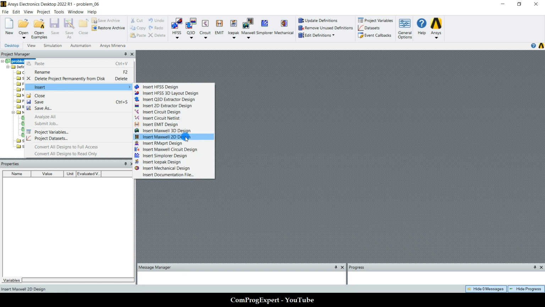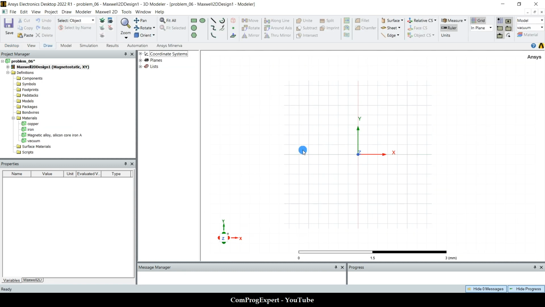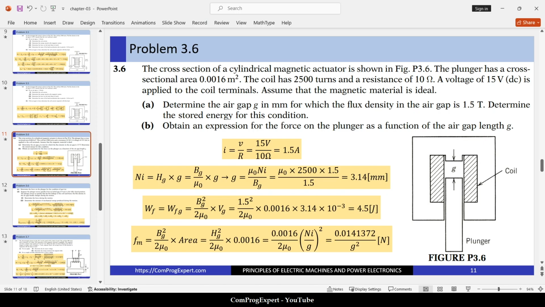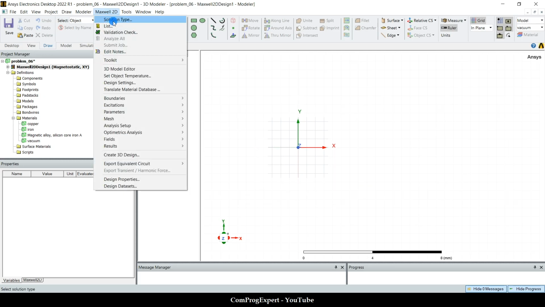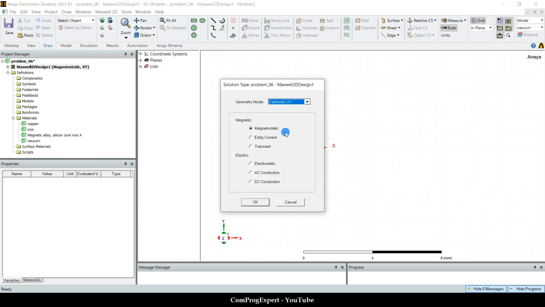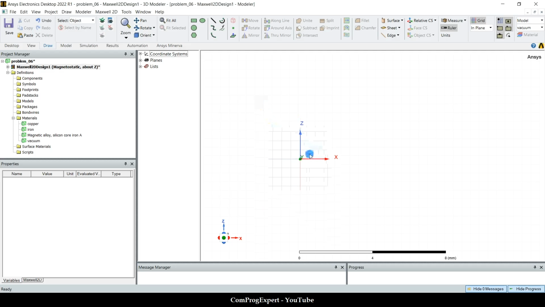So we can add a new 2D Maxwell design. We have cylindrical symmetry in this case. So we can generate the geometry considering this solution type. The solution type is cylindrical about the z coordinate system, so x and z. How can we generate the geometry of the plunger?